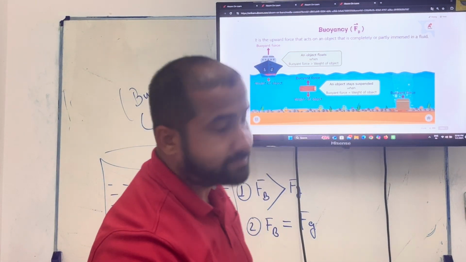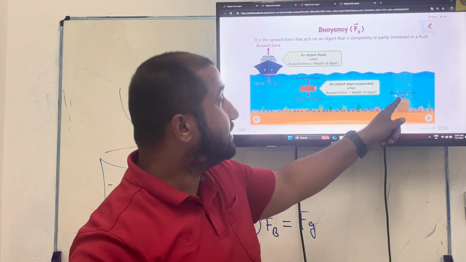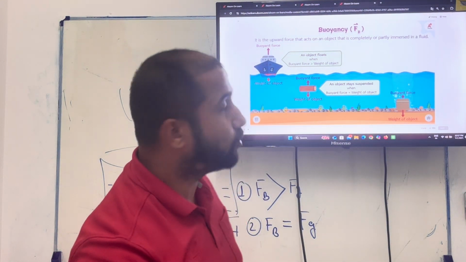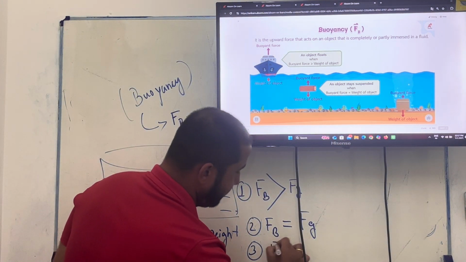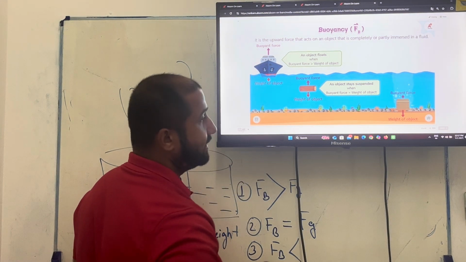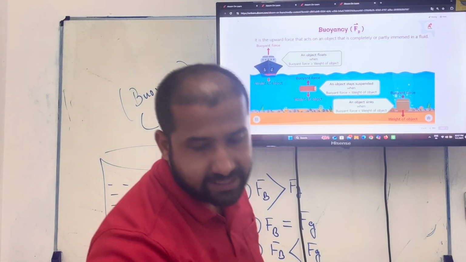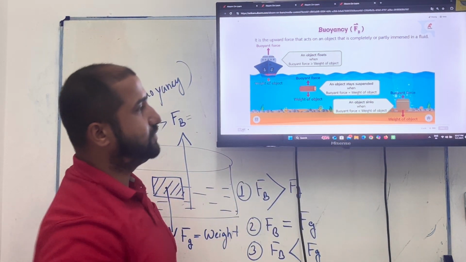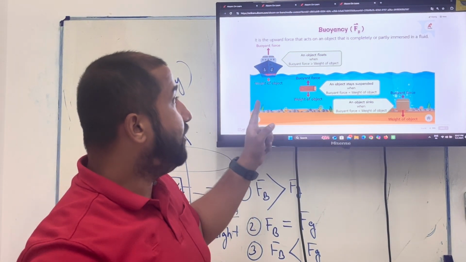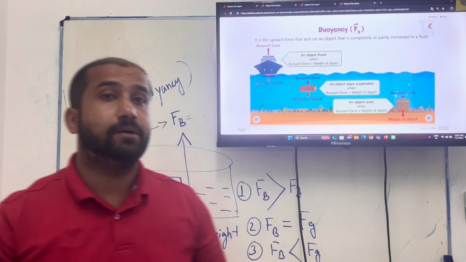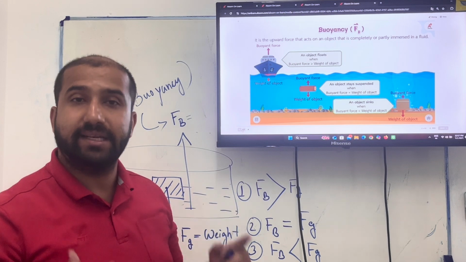And the last case, the box. In this case, as you can see, the buoyancy force is much smaller than the weight of the object. So case number 3, the buoyancy force is very less than the weight of the object. What will happen in this case? It will sink under the water. The object will sink. So always remember, every object that is in water, not only in water, in any liquid, will experience buoyancy force.